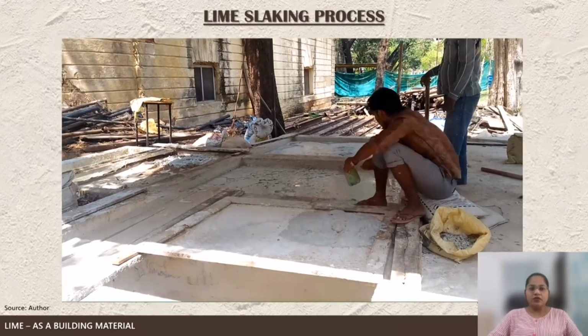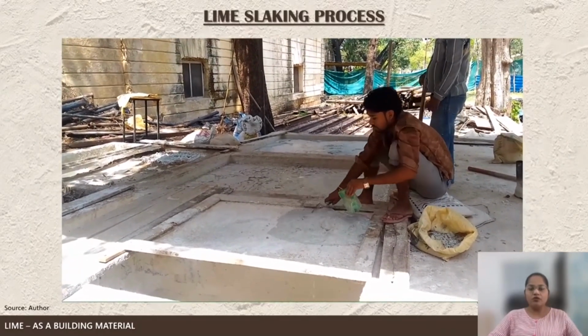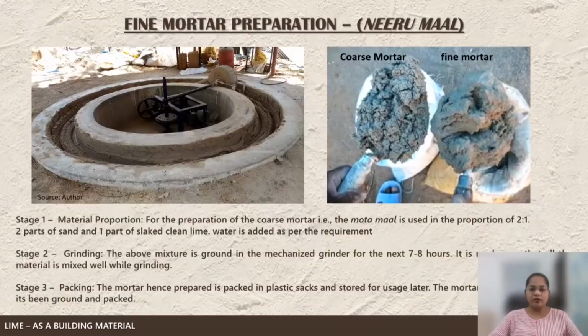Next is a sieving process. The slaked lime is sieved through a very fine metal jali or a cotton cloth to remove coarse particles, leaving them behind. Preparation of a mortar. For the preparation of a lime mortar, that is the motamal, a ratio of 2:1 is used, where 2 parts of sand and 1 part of slaked lime are taken, and water is added as per the requirement.